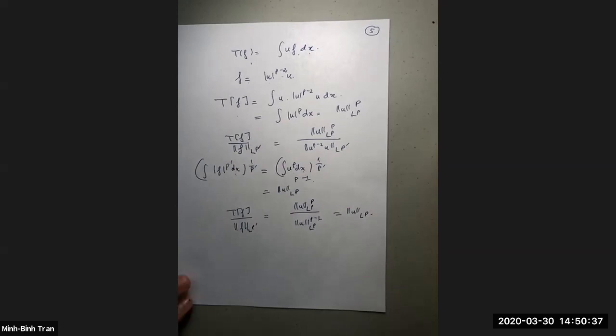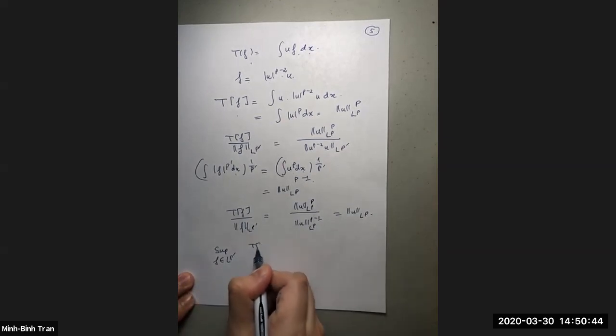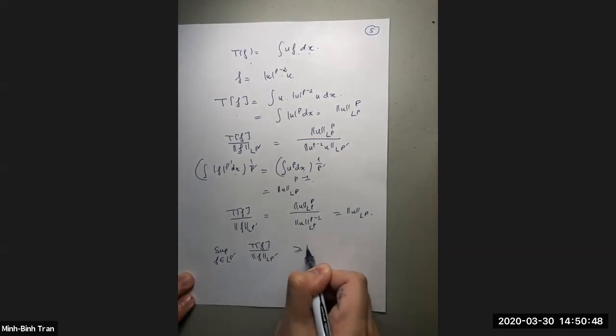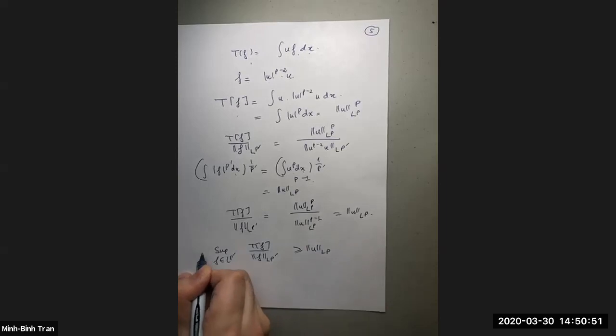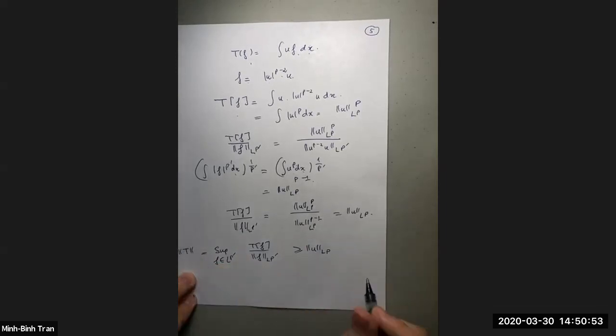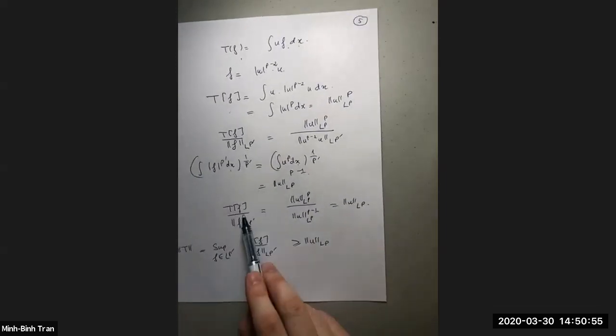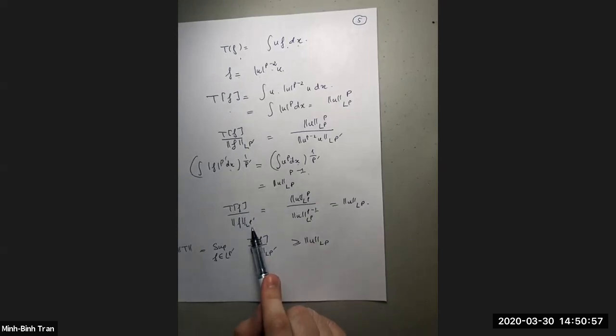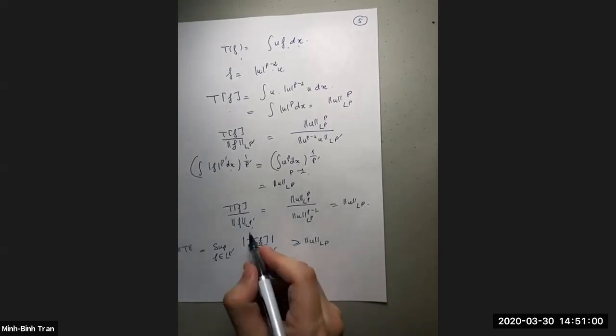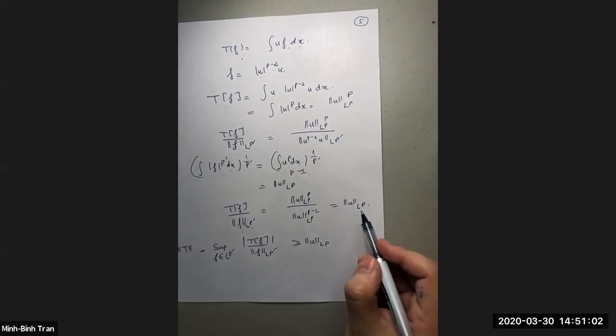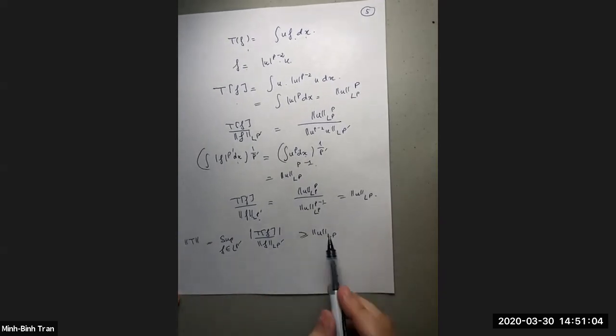So in other words, this shows that the sup of T of f over the norm of f in L^p prime is going to be bigger than or equal to the norm of u in L^p, and this is the norm of T. So from this inequality, you have one f such that T of f over the norm of f in L^p prime is the norm of u, which means that the norm of T has to be bigger than or equal to the norm of u. So then finally, this norm has to be the norm of u, right?